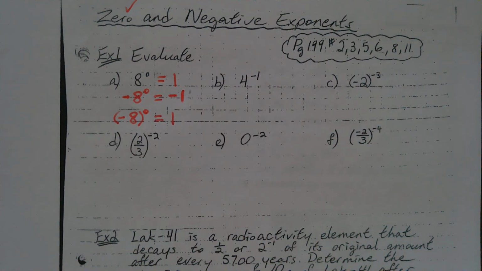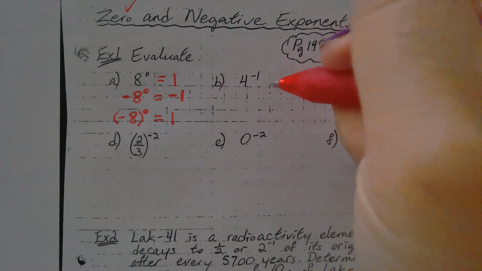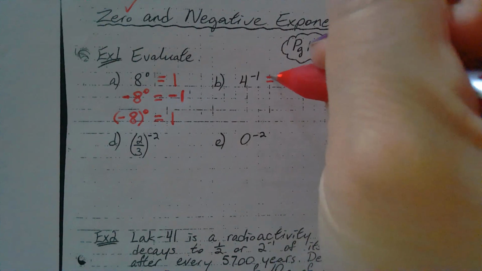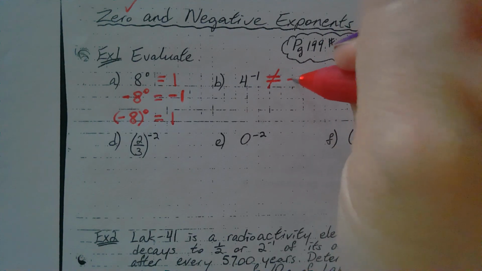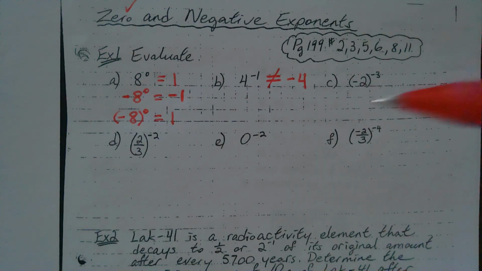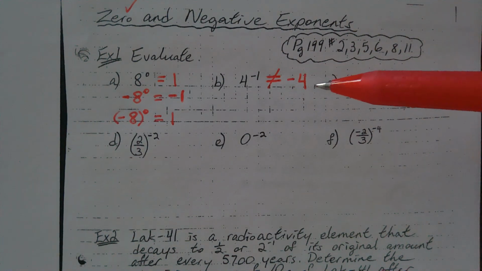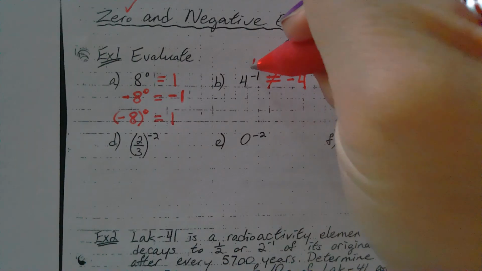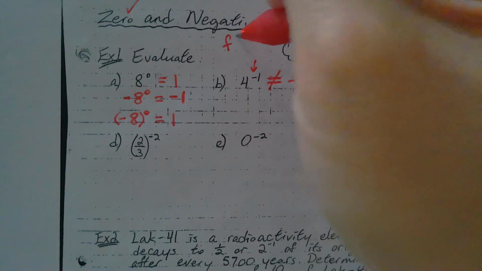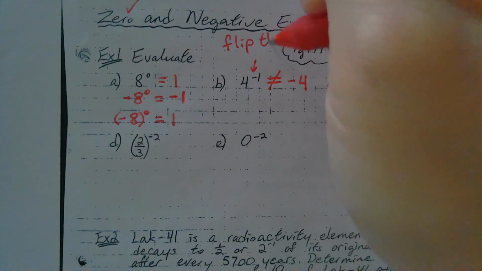Then negative exponent. Okay, so this means not equal. This does not make this -4. Negative exponent does not change your number negative. It does not make your answer negative. Anyone know what a negative exponent does? Yep. Flip the base. Perfect. So the negative exponent tells you to actually flip the base.